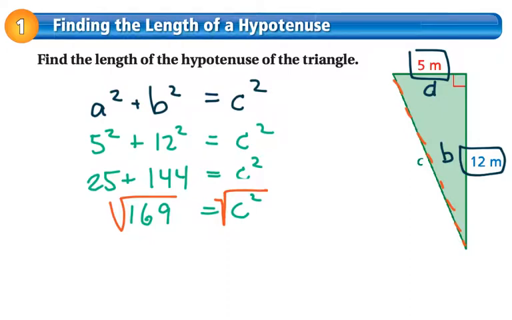Well, on the right-hand side, the square root of c squared, well, that's just c. Again, squaring and square rooting, those are inverses. They cancel each other out. On the left-hand side, though, we would have to find the square root of 169.